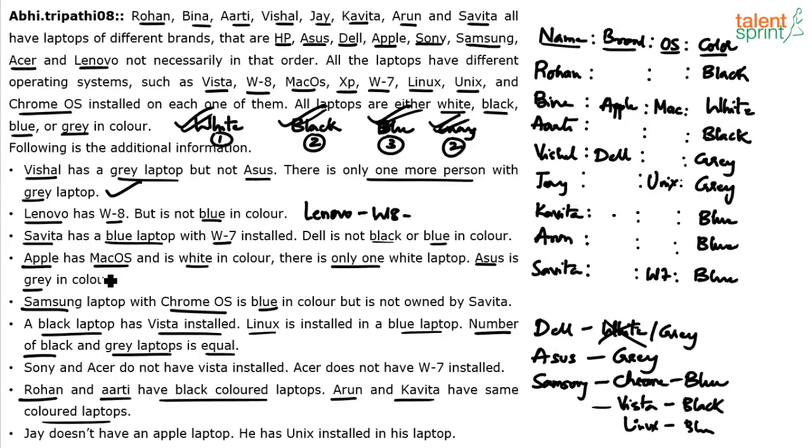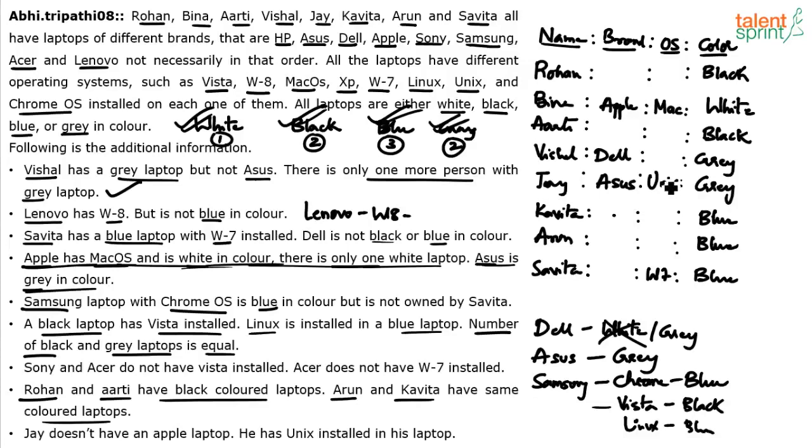Access is green color. Okay, now look at the other point here. I'm in the same statement. Apple has Mac and white in color is done. Now we know that Asus is gray in color. Asus is green color. There are only 2 laptops which are green color. If Vishal has got Dell, see, there are only 2 laptops which are green color. One is Dell. Here the other point given is Asus is green color, so it can be Asus. I mean, it has to be Asus. There's no other choice.